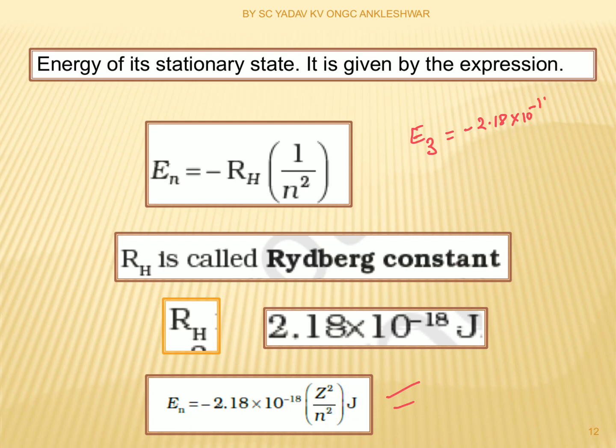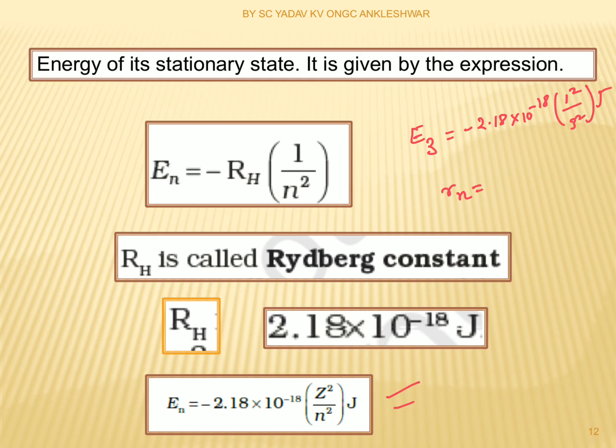Suppose you want to get the energy of the third orbit, then what will you write? E3 is equal to minus 2.18 into 10 to the power minus 18, and if its atomic number is 1, then you will write 1 square by 3 square. You will get the energy of the electron in the third orbit. If you want the energy of the electron in the fifth orbit, then in place of n it should be written 5. So this is the formula.